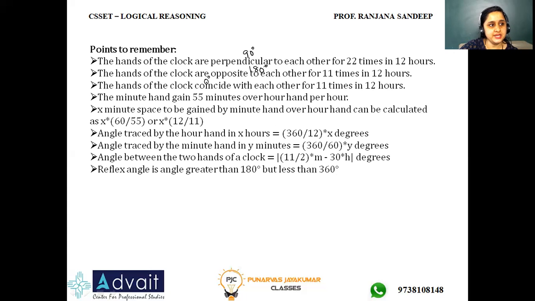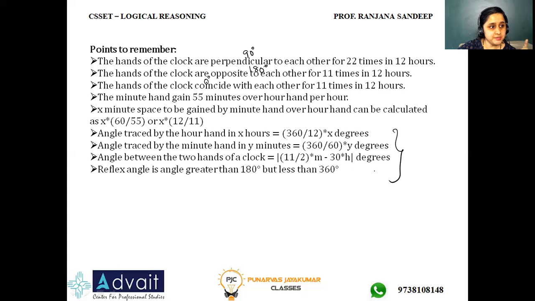The minute hand gains 55 minutes over the hour hand per hour. Just ignore these 2 points. Just keep them in your mind. The last 4 points are very important. So the angle traced by the hour hand in x hours is equal to 360 by 12 into x degrees. You know that the angle traced by the hour hand in 1 hour is 360 by 12, correct? So that is 30 degrees. So the angle traced by the hour hand in x hours will obviously be 360 by 12 into x degrees.